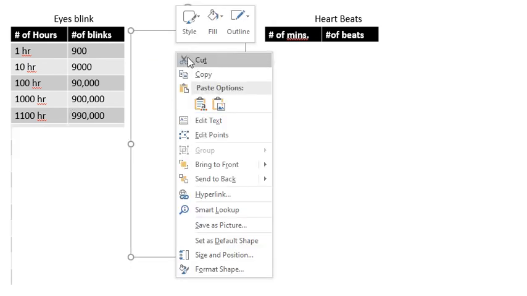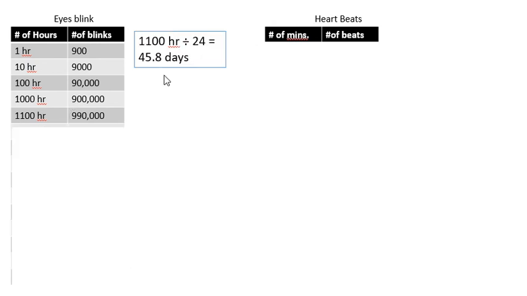To see how many days this is, we can take 1,100 hours, and we know that there are 24 hours in one day. So if we divided 1,100 by 24, we would get 45.8. So about 46 days. So about a month and a half for our eyes to blink about 1 million times.